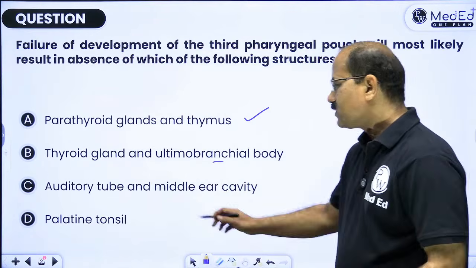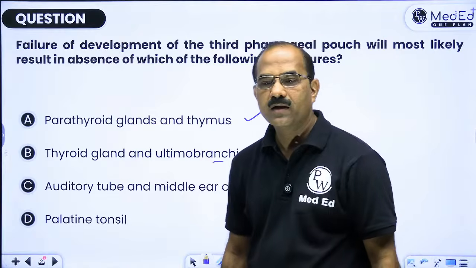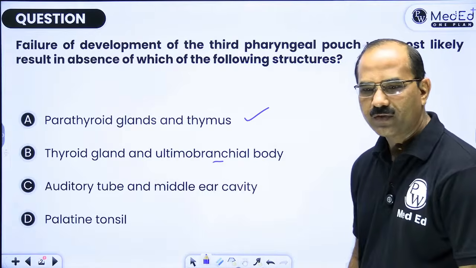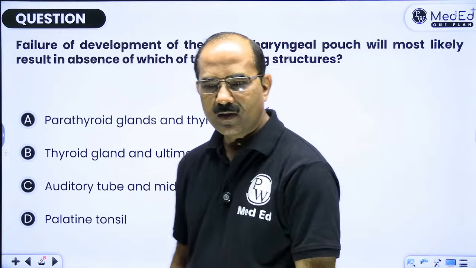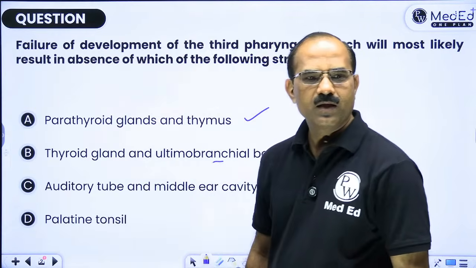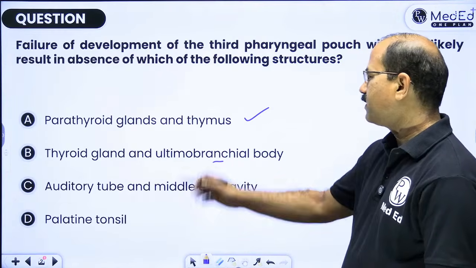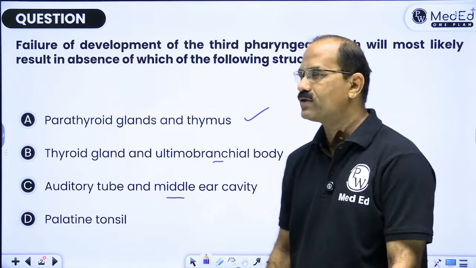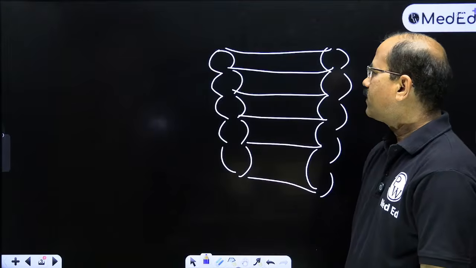Regarding palatine tonsil, it is derived from the second endodermal pouch. Yes, very good. Dr. Ayappa, very good. Who else is there? Aruna. Hi. Fine. Auditory tube and middle ear cavities are derived from the first endodermal pouch. We come to the next MCQ.